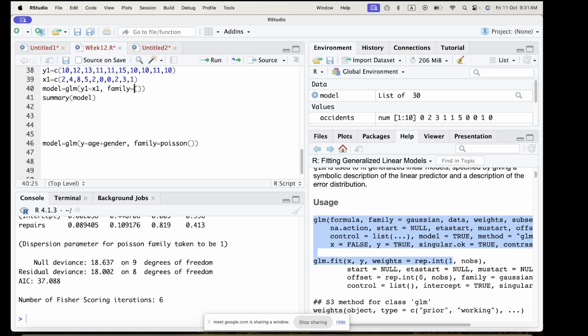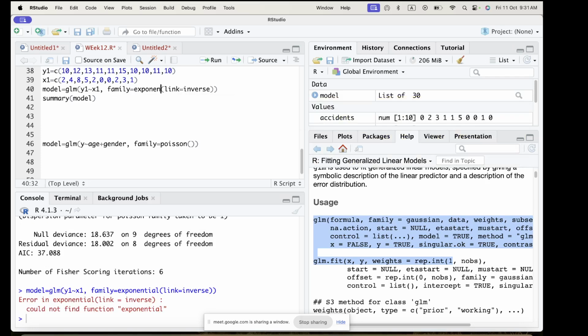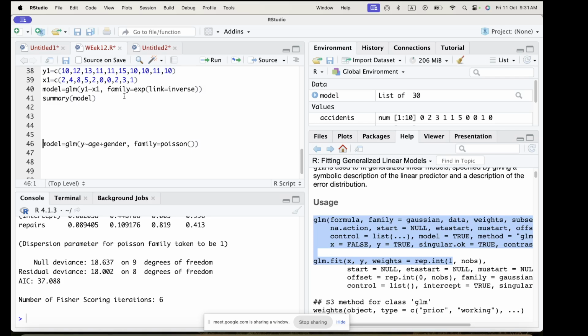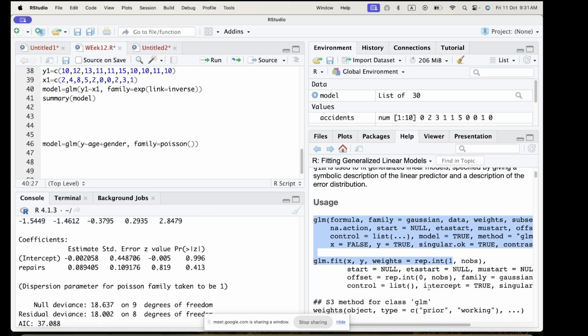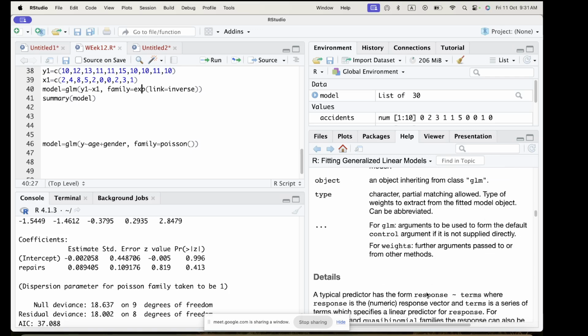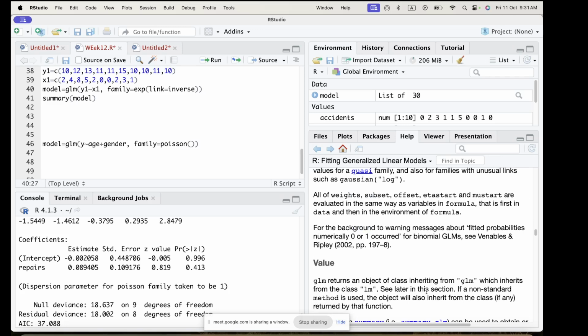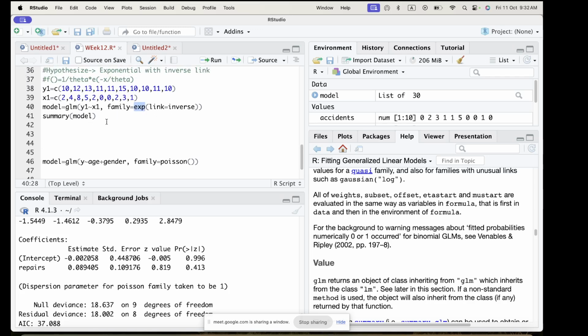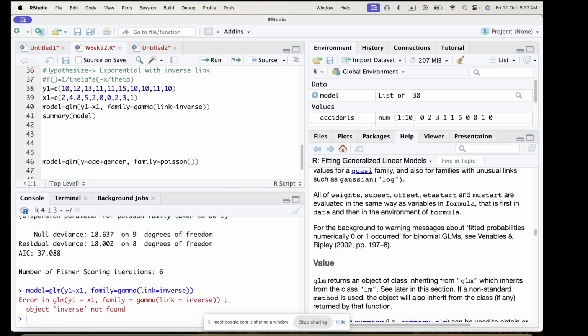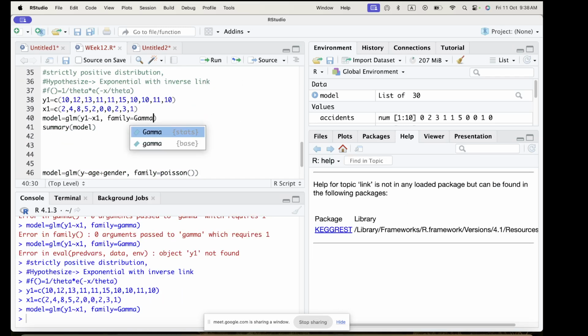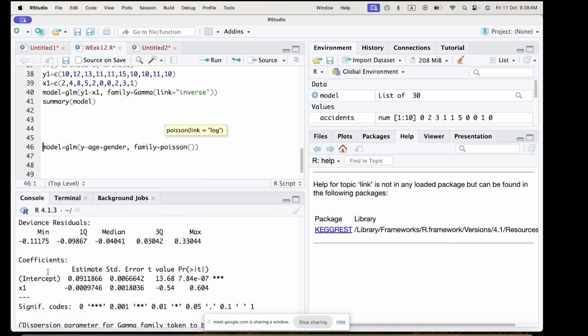Family equal to exponential, link equal to inverse. Okay, then we just have to find out how to fit an exponential GLM, but the only change that we need to make here is this thing. So let me just try with gamma once. If I give gamma, link equal to inverse, then here is the estimate.